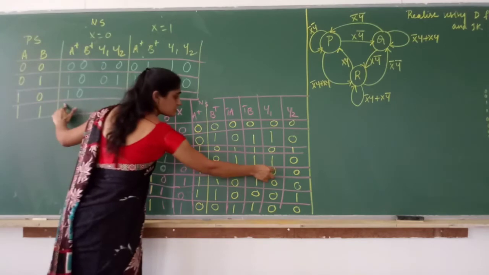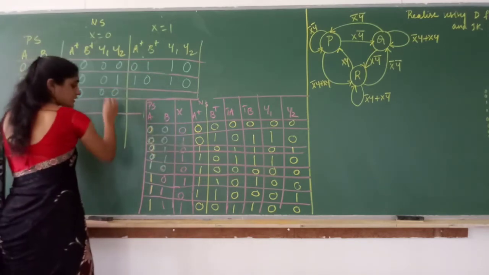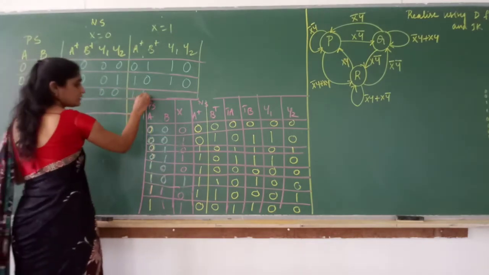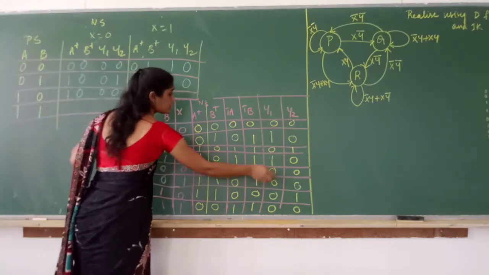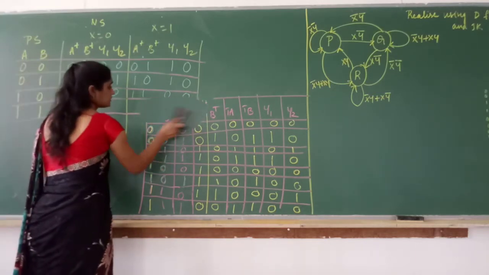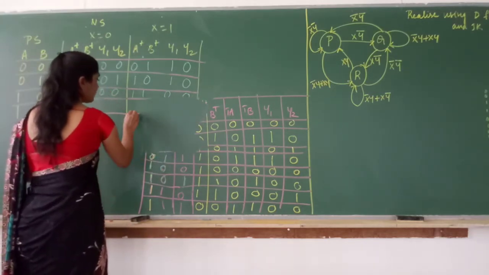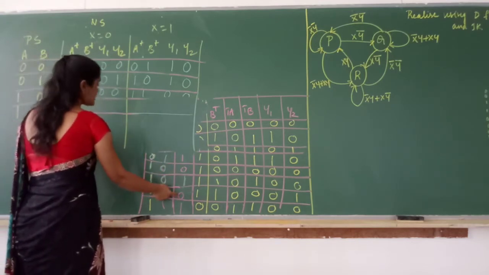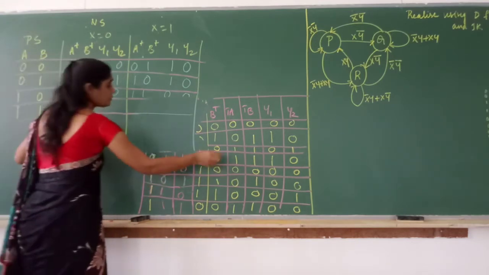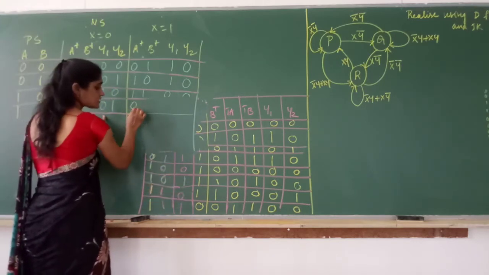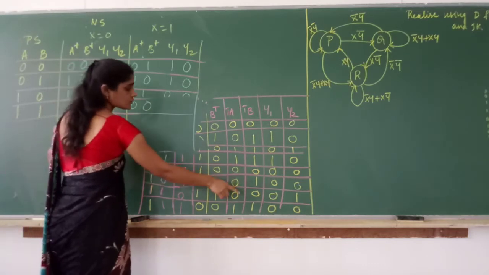What is y1 y2? 0, 0. Similarly, 1, 0, when x is 1, next state is what? 1, 1. What is y1 y2? 0, 0. Okay, I'll just erase this. Similarly, when present state is 1, 1, if x is 0, what is the next state? 1, 1. What is y1 y2? 0, 1. When x is 1, what is the next state? 0, 0. What is y1 y2? 0, 0.